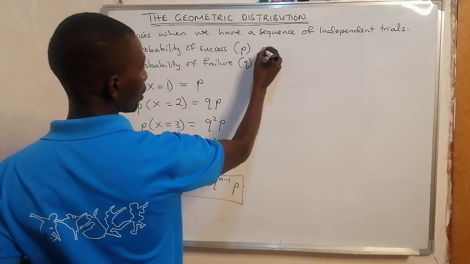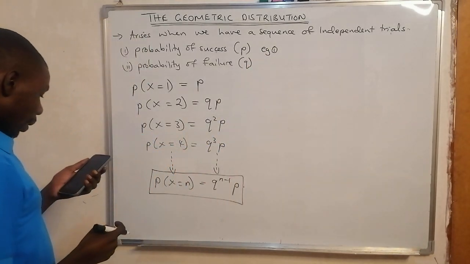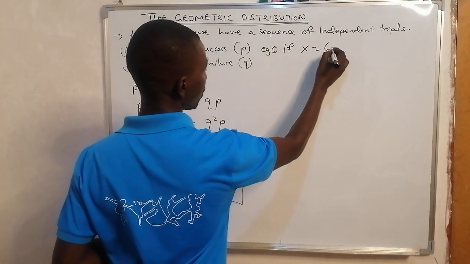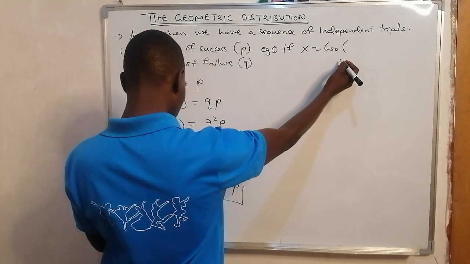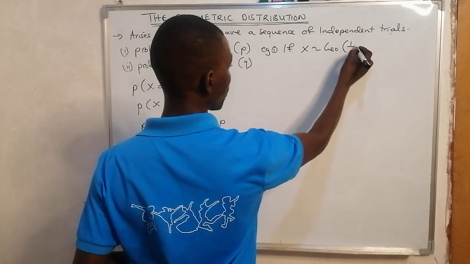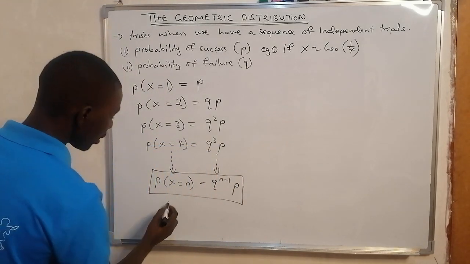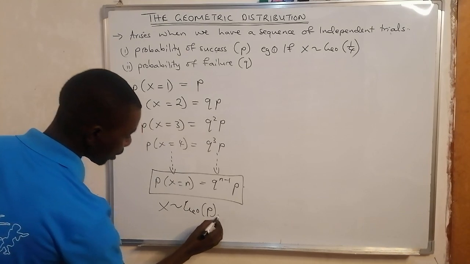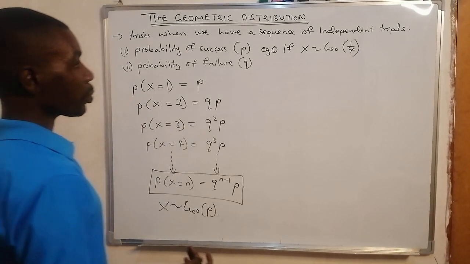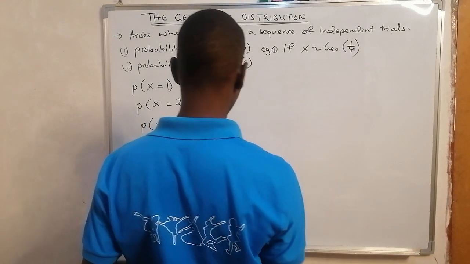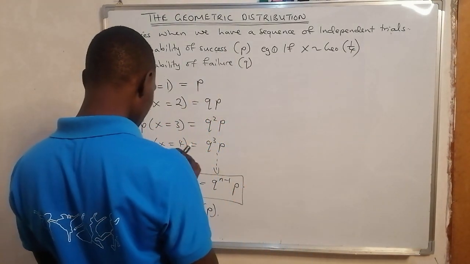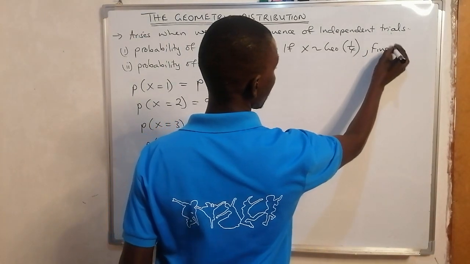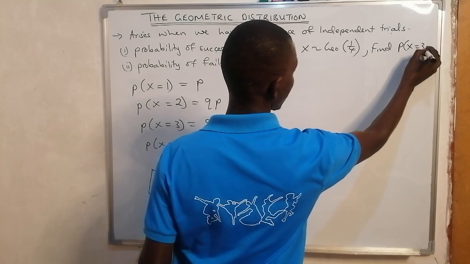Example, let's have an example. If x follows a geometric distribution with probability of success 1 over 4. So the distribution here is x follows a geometric distribution with probability of success P. That will be your distribution. If x follows a geometric distribution with probability of success 1 over 4, find P of x equals to 3.